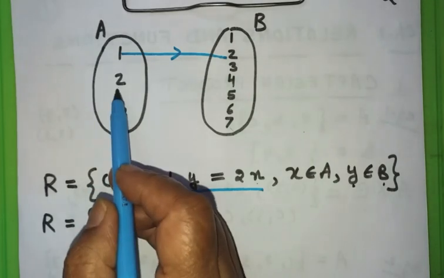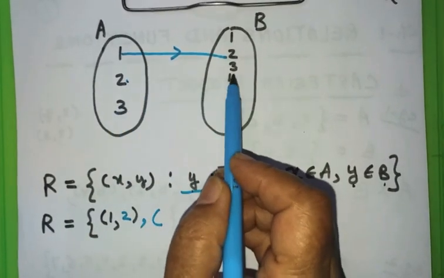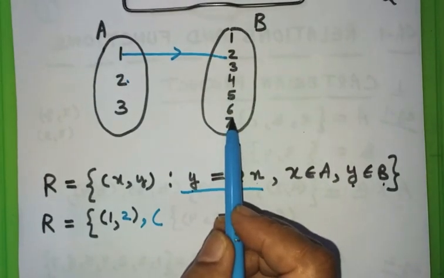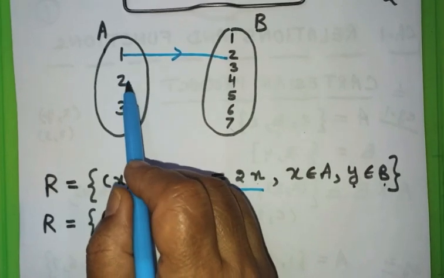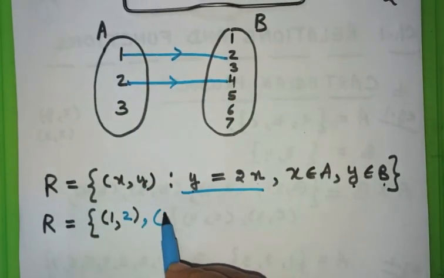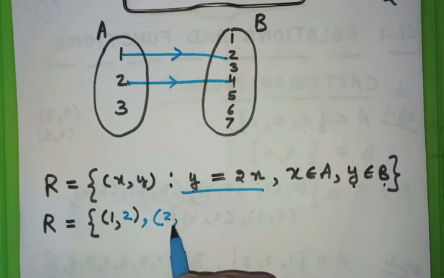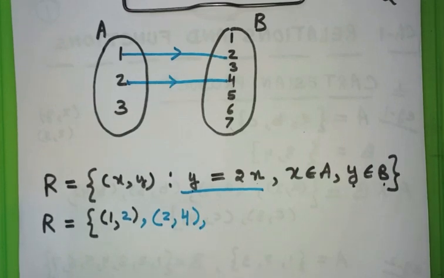Now comes the second element 2. So now you can see that 2 will be paired up with which element of set B? 2 can be paired up with that element of set B which is double of 2. So as we all know, double of 2 is 4. So element 2 of set A can be paired up with element 4 of set B.